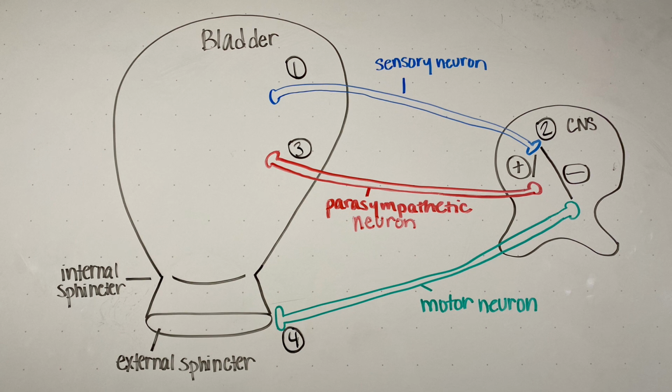Parasympathetic neurons contract the smooth muscle in the bladder wall and increase pressure in the bladder. This increase in pressure opens the internal sphincter. Somatic motor neurons going to the external sphincter will be inhibited. Then urine will be able to pass out of the bladder to be excreted.